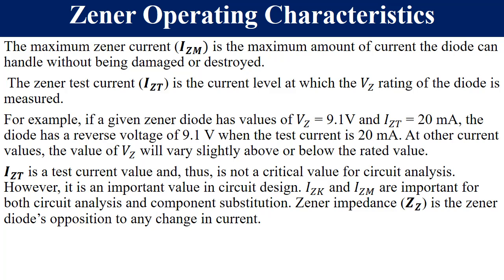Then the IZT, the Zener test current, is the current level at which the Zener voltage VZ of the Zener diode is measured. And this is an explanation of it, and we are saying our Zener test current is 20 milliamps. Then we looked at the Zener knee current in the previous slide. So please understand the three currents. You must be able to show them on the reverse characteristic curve of a Zener diode and to define them.